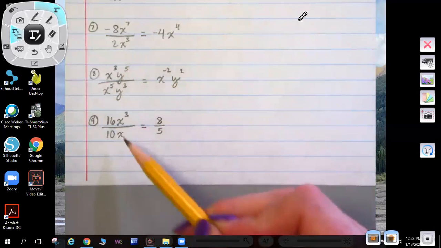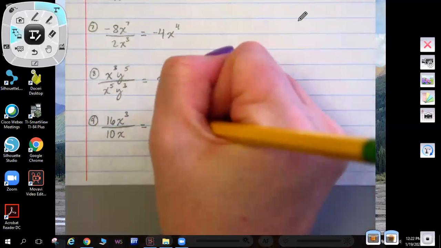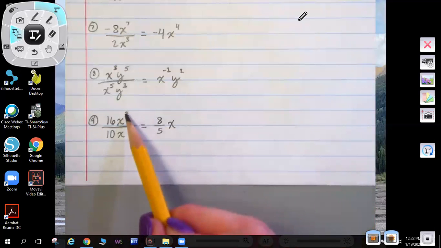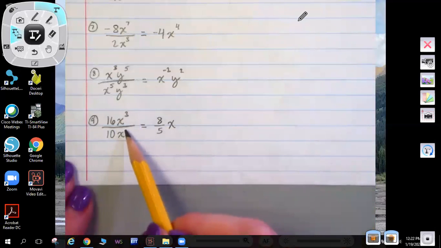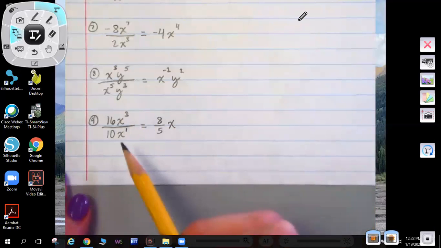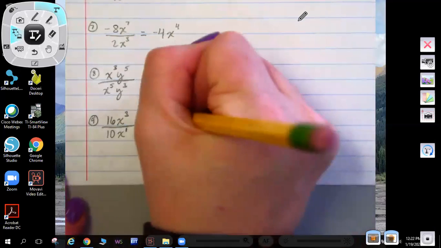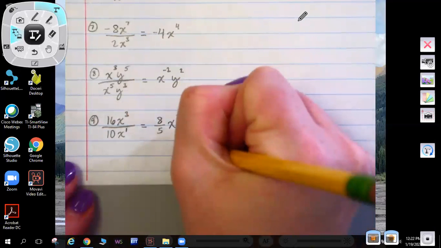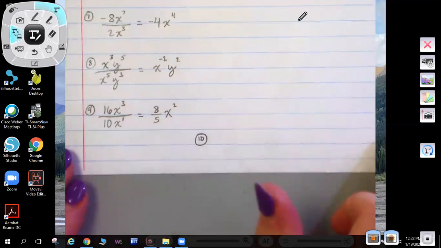All right, x cubed divided by x. The base stays the same, so we still have a base of x. And the exponent on this x in the denominator is understood to be 1. So 3 minus 1 is 2. Last one.